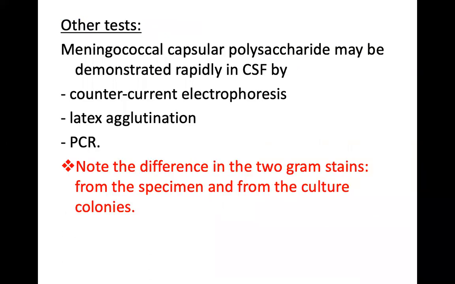Now, besides that long process test that would take 18 to 24 or 48 hours, other rapid tests that are available include countercurrent electrophoresis, latex agglutination, and PCR, depending on the equipment that is available. And of course, these are generally more costly, but they are better in terms of quick diagnosis, faster diagnosis.